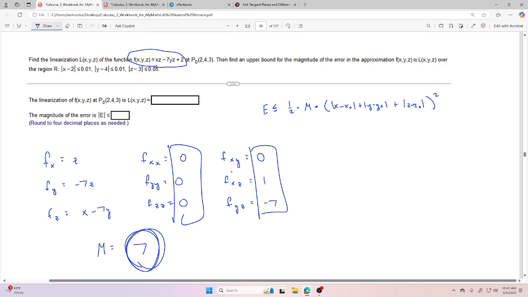And now from this, where does this plug in? 1/2 times 7 times, and they give you all the other numbers: 0.01 plus 0.01 plus 0.05, all that squared.